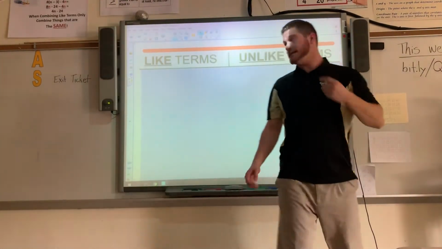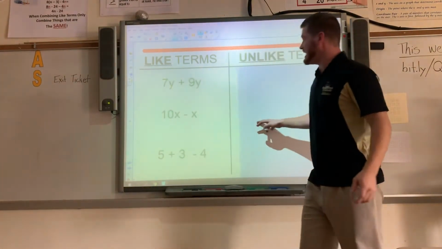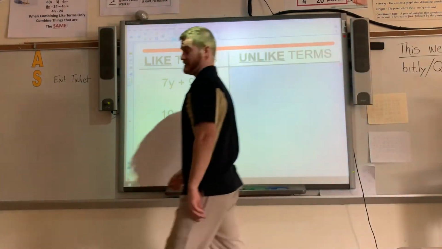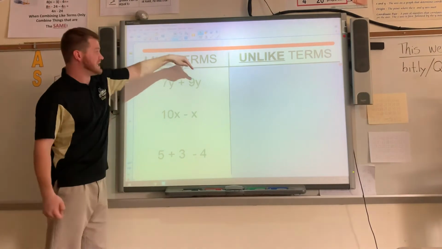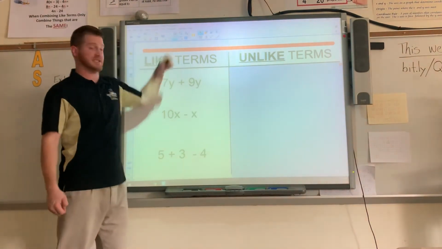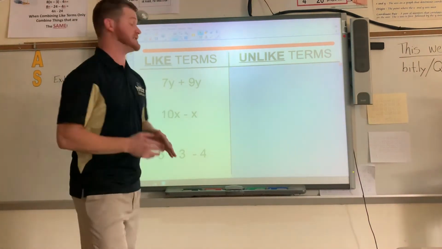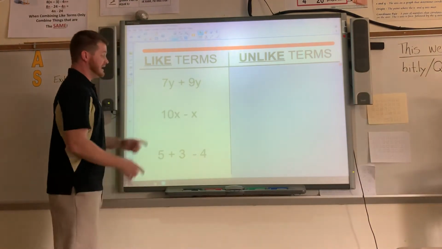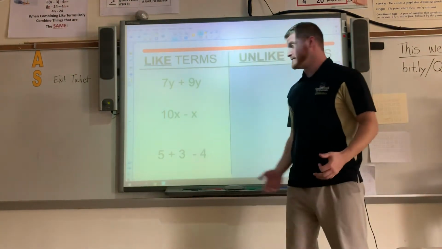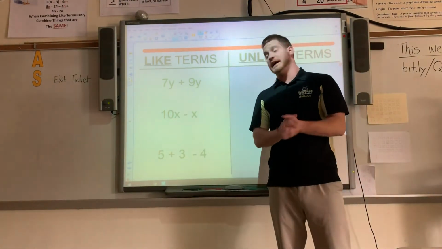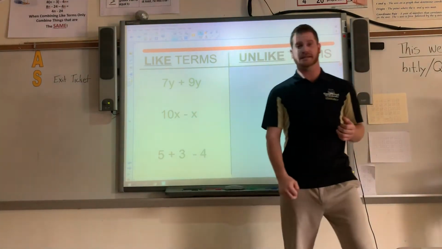Like terms and unlike terms. This left side, if you want to write these down in your notes, this would be a good slide to pause and write this down. Like terms include the same variable. So 7y plus 9y can be combined to create 16y. 10x minus x, same thing as 10x minus 1x because they have the same variable. You can combine that to make 9x.